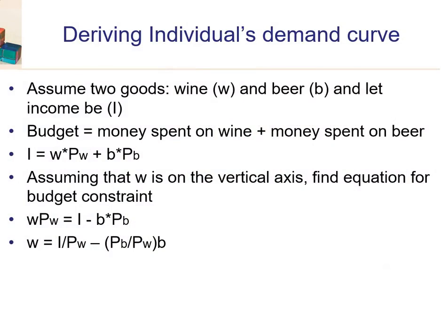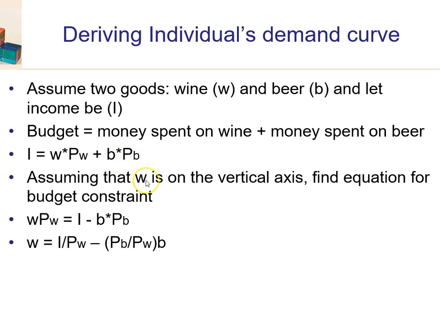So here's the scenario. An individual buys only two goods, wine and beer. W represents wine, B represents beer, and the income of the individual is noted as I. So the budget, all your income, is going to be spent on wine and beer. The money you spend on wine is the price of wine times W, the amount of wine that you buy. The money you spend on beer is in a similar fashion: the amount of beer you buy, B, times the price of B.